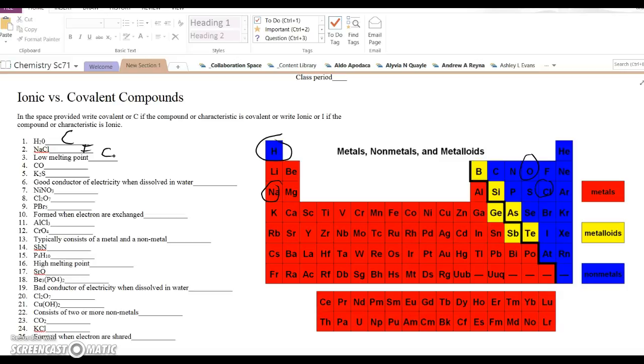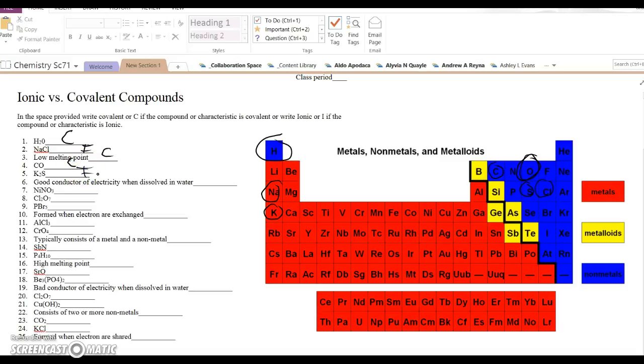CO, number 4, carbon monoxide. Carbon, nonmetal. Oxygen, again, a nonmetal. So it's covalent. Number 5, K2S, or potassium sulfide. Potassium is a metal. Sulfur is a nonmetal, so that is ionic.